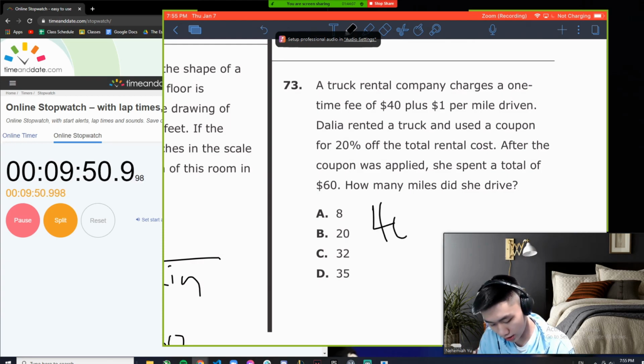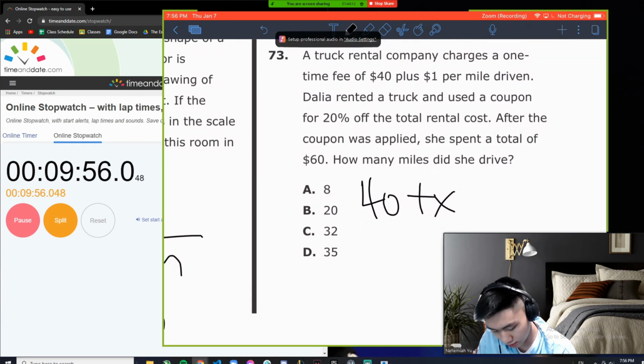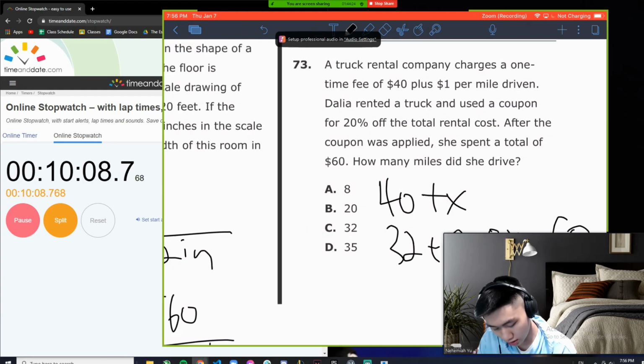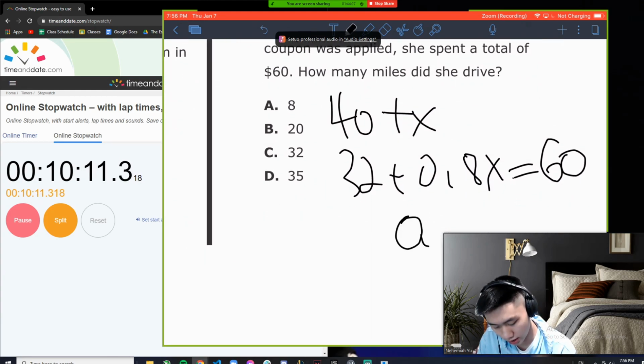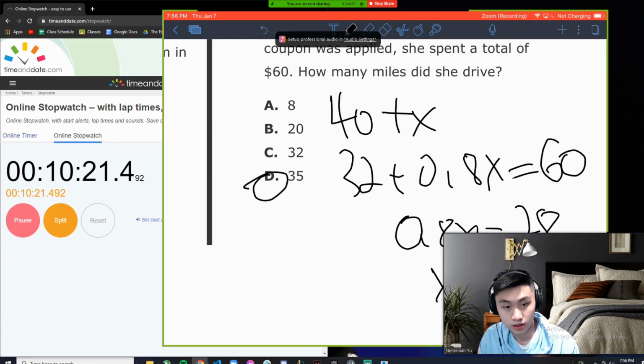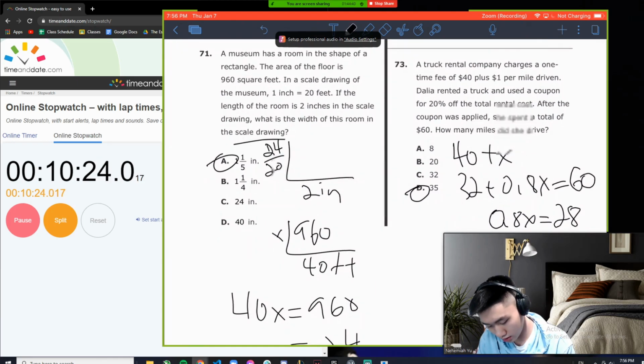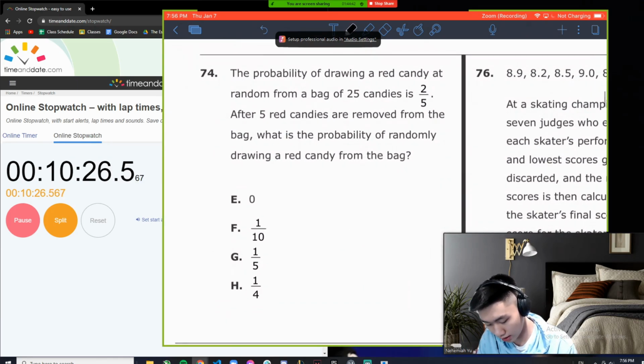Okay, so 40 plus x is how much they can drive, and then 20% off that is 32 plus 0.8x, and that equals $60, right? So 0.8x is 28, x equals 35. Yeah, I'm doing a lot of mental math when I divide.